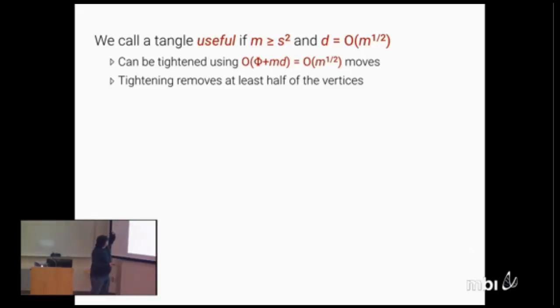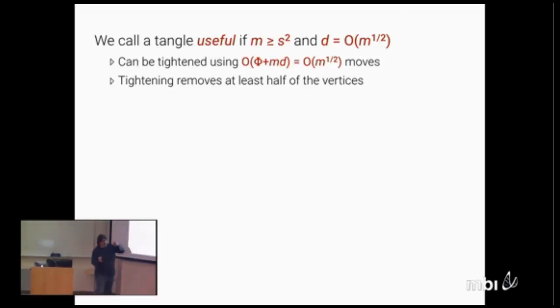So what properties do we need? The first thing we need is that the number of interior vertices is at least the square of the number of strands. You can think of this as a kind of isoperimetric inequality. We want the area to be at least the square of the perimeter. But the constants here actually matter.